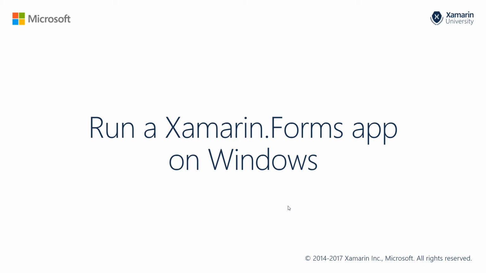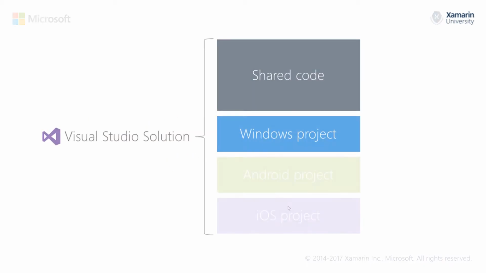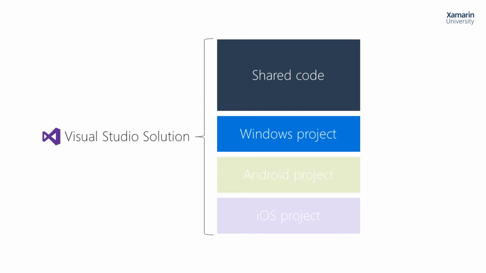We're going to run our Xamarin Forms app on Windows. Our solution has 4 projects in it. There's the shared code and then the 3 head projects. Our goal here, of course, is to run the Windows version. Let's say we're developing here on this Windows machine.